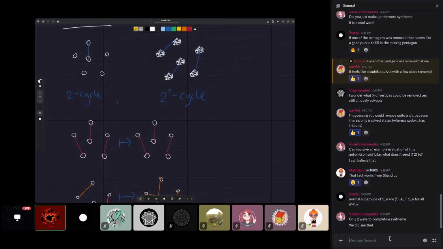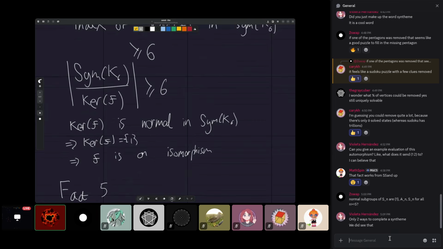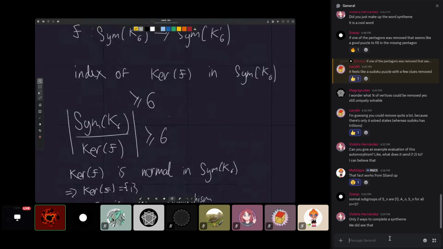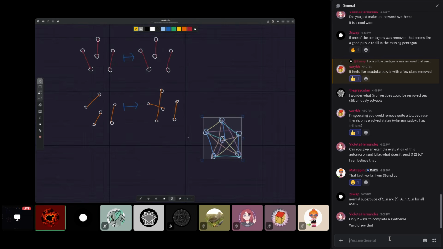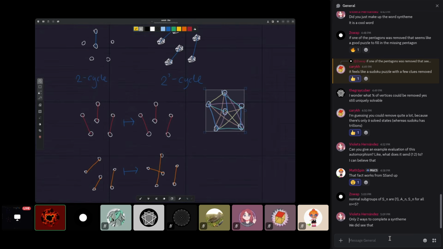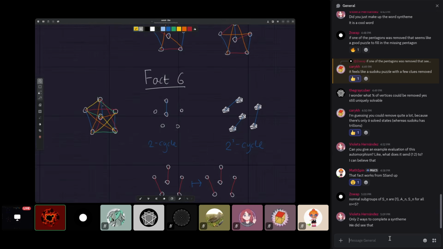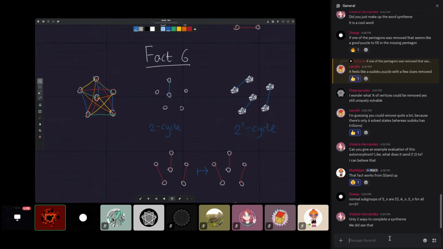Okay, so if you have a pentad, exactly one of its synthemes... Let me grab one so we can point at something. So we have a pentad. Oh, luckily the blue is blue. That's nice. So exactly one of the synthemes in here contains the duad.